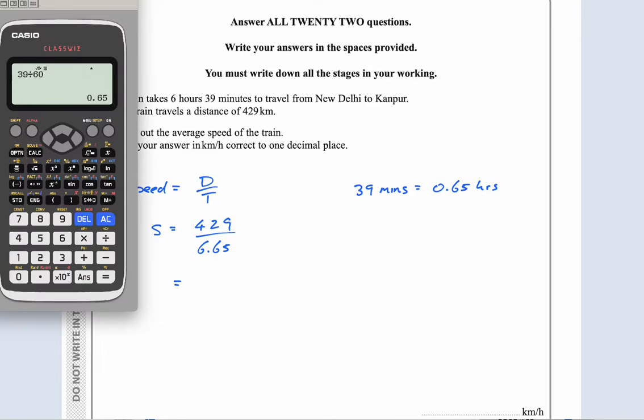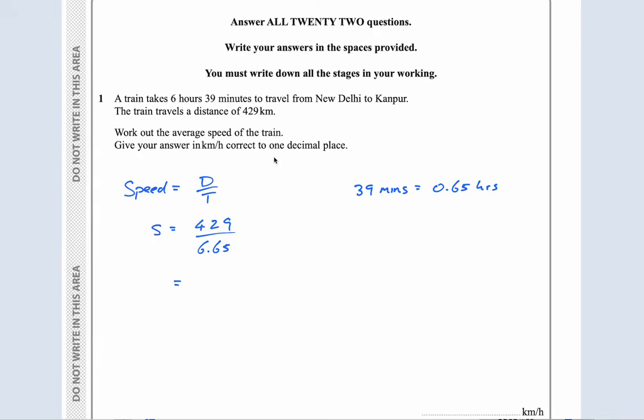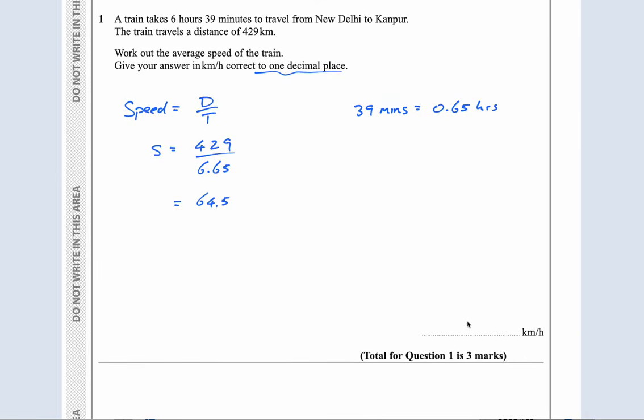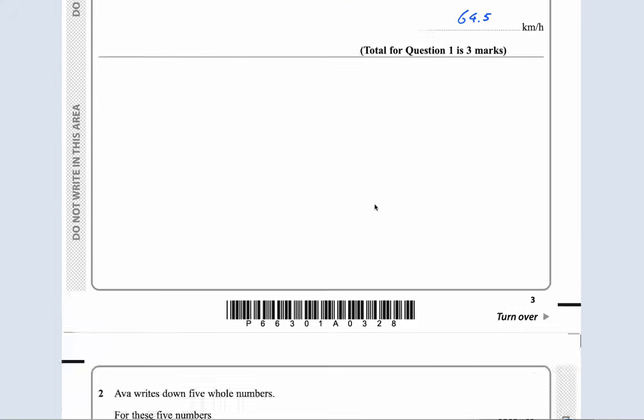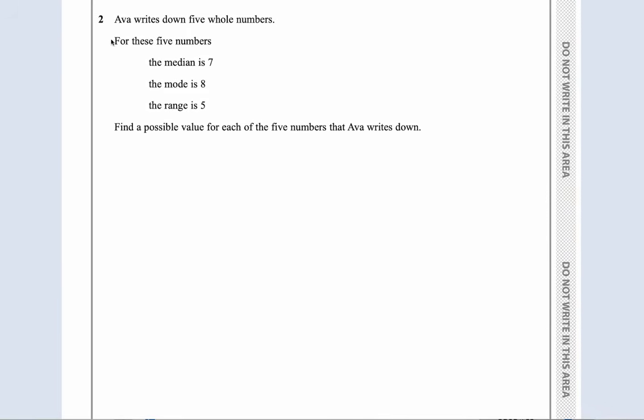So we just do 429 divided by 6.65. Gives me this, which is 64.5, which is one decimal place. So 64.5. Here I'll write 64.5. Let's do ... there. Okay, that's question 1. Question 2.